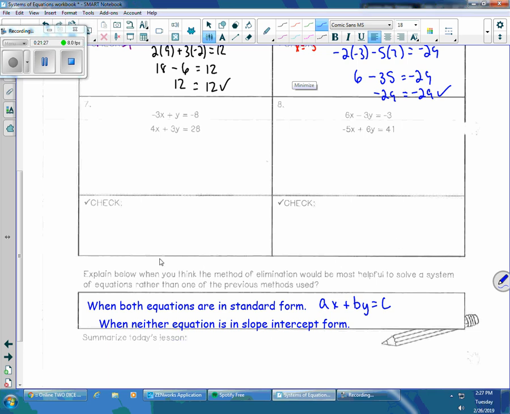Okay, so that is going to conclude today's lesson. You could actually summarize it, because the essential question was, how do I use elimination? And I did not answer that. I just answered when you use elimination. So go ahead and summarize the lesson. Think about these last two problems and come to school with any questions that you have.